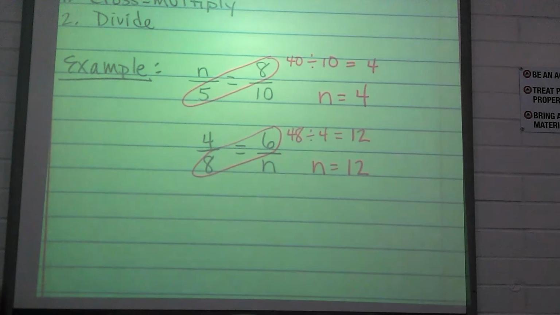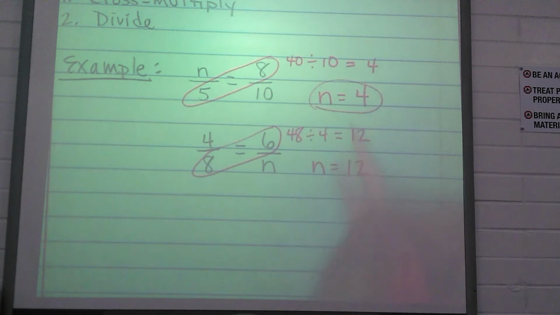Do you have to put n equals 12 or n equals 4? Yes, you do. I need to know that you are absolutely aware of what you're trying to solve for. Okay? So make sure these are your final answers. This is what your final answer looks like.